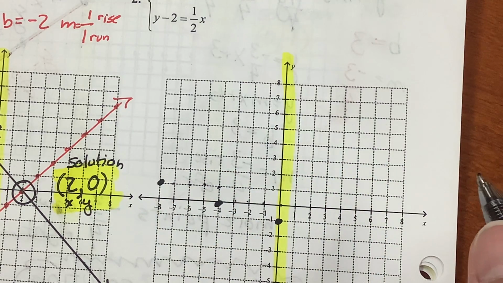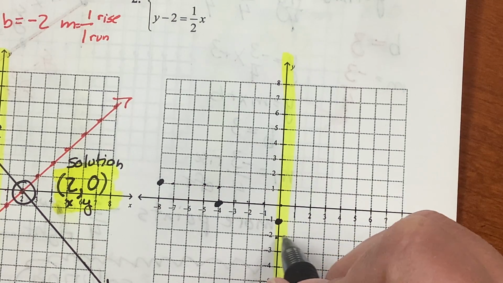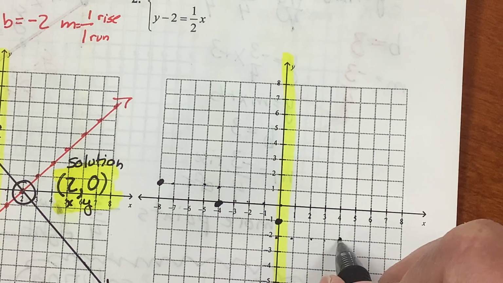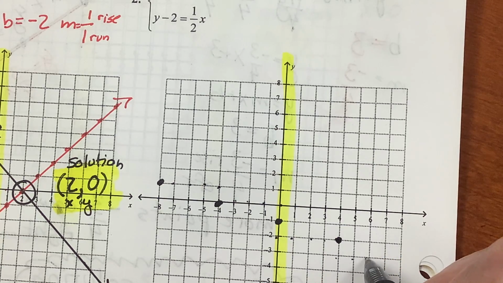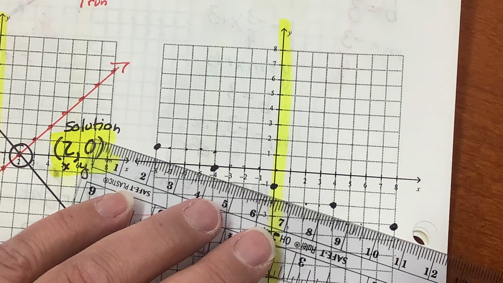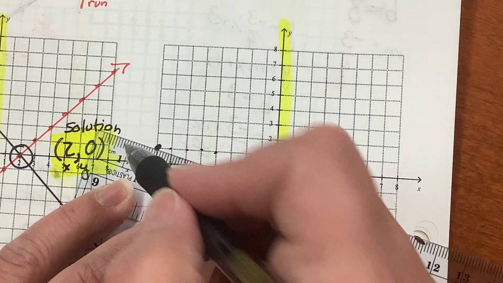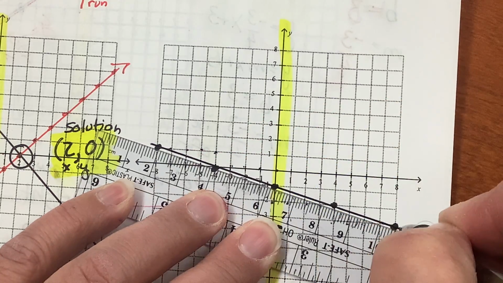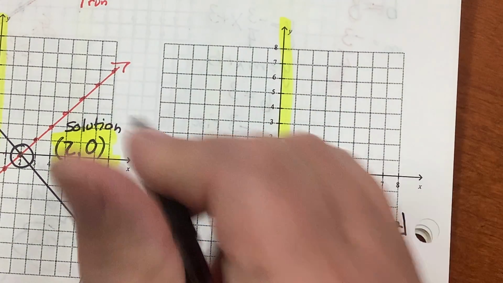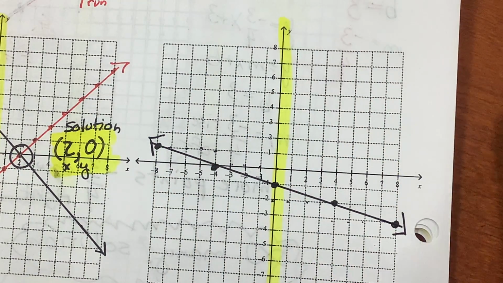Now, if I want more points, I can do the opposite. I can drop 1 and go right 4. Drop 1 and go right 4. And you can see those made a straight line. If you're ever graphing and your points are not making a straight line, you're not graphing a linear equation. Be careful. Okay, go through all your points, make a nice straight line, put an arrow on it, yada, yada, yada.